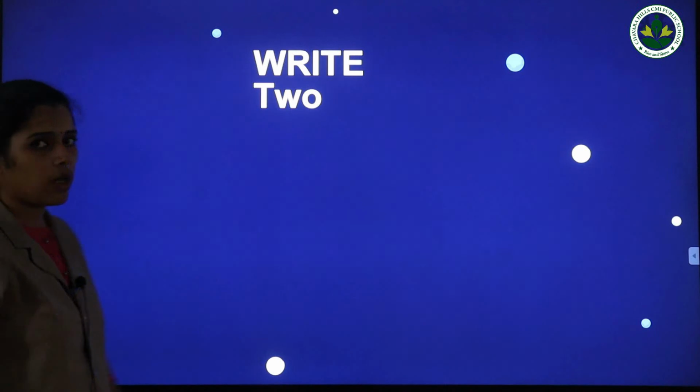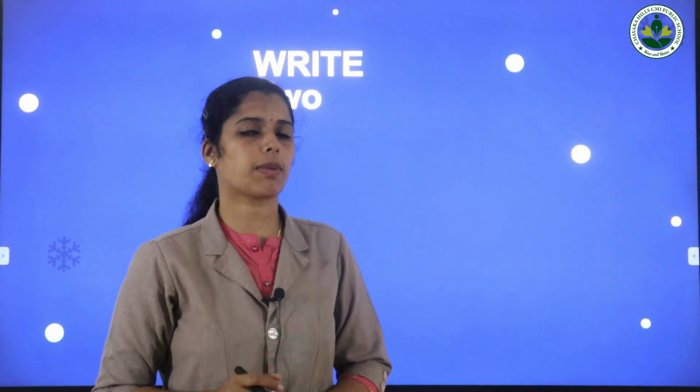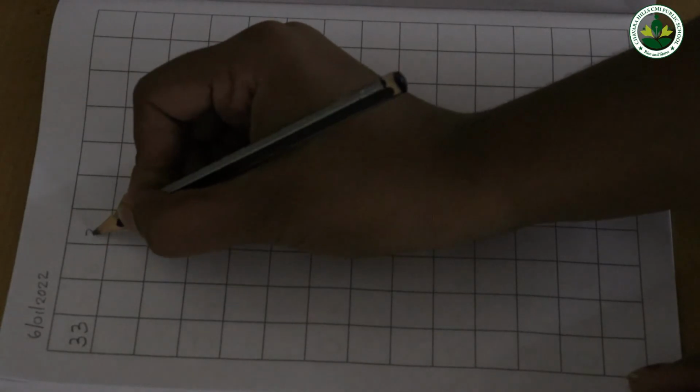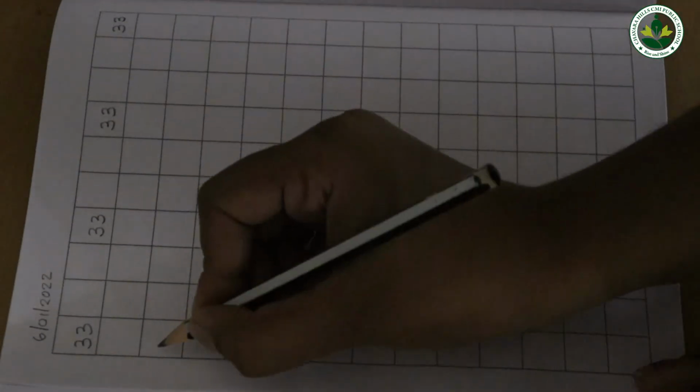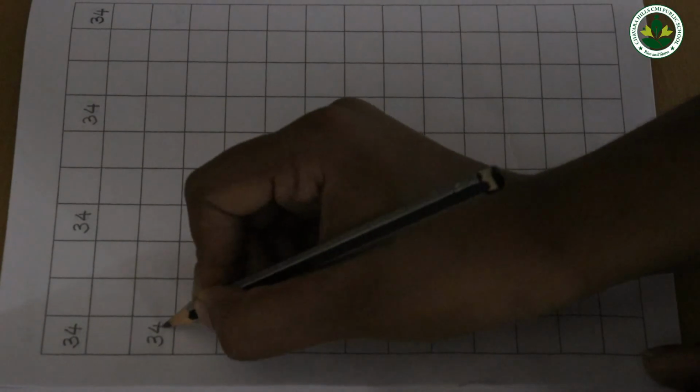Okay, very good children. Now we write the numbers 33 and 34 and also number name 2 in our notebook. Are you ready? Yes. First we write today's date. On the first column we write 33. After two columns we write number 33. Again after two columns we write 33. Downwards, after one column, we write number 33. On the next page we write number 34. First column we write 34. After two columns we write 34. Again after two columns you write 34. Downwards, after one column, we write number 34.